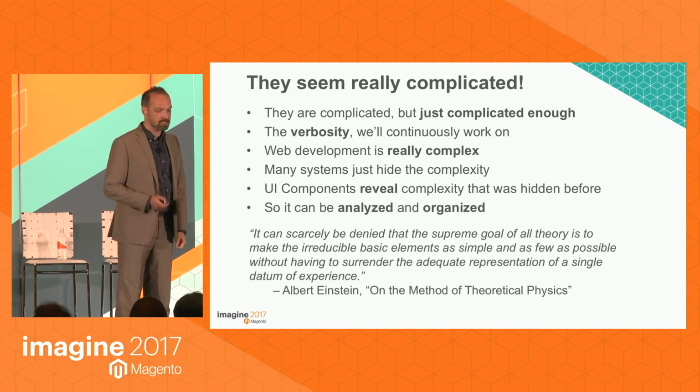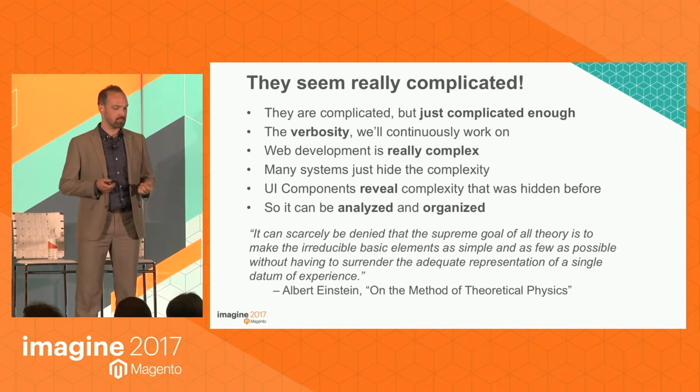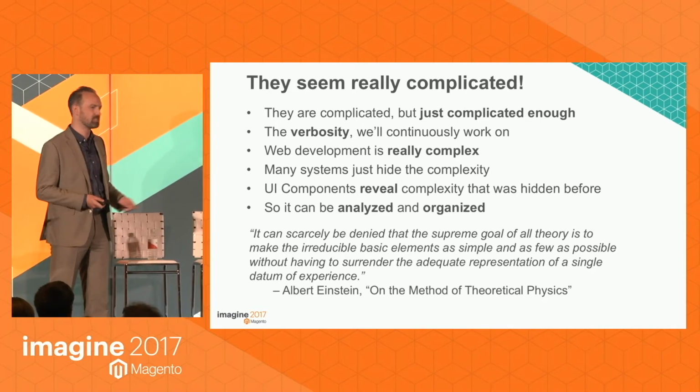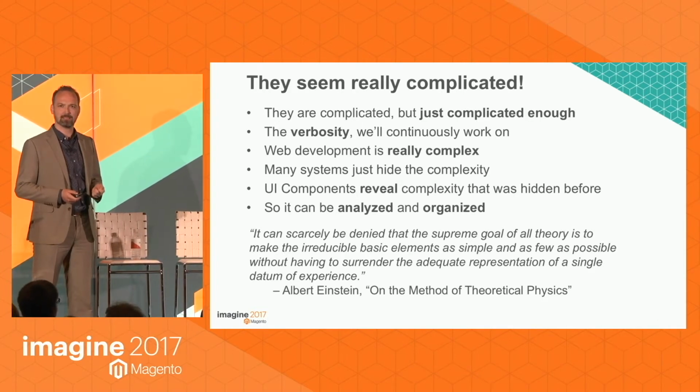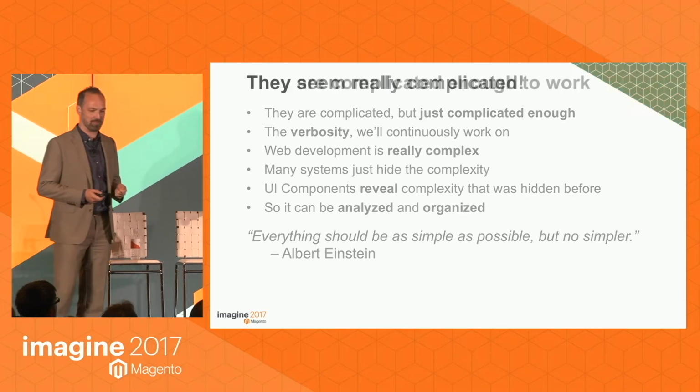But he did say this: it can scarcely be denied that the supreme goal of all theory is to make the irreducible basic elements as simple and as few as possible without having to surrender the adequate representation of a single datum of experience, which is a lot better, right? No, we've got work to do. We have to acknowledge complexity and then get it out of the way. So let's go ahead and attribute this to Albert Einstein and move on.